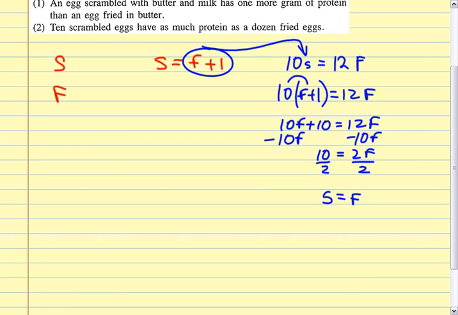5 what? What does that 5 stand for, Helen? 5 grams of protein. How many grams of protein are in a scrambled egg? 6. Right? F is 5 grams of protein, so scrambled must be 5 plus 1, 6 grams of protein. Easy. Done. Do you see why last night's problem, number 11, should have been in this night's homework? Am I getting close, Helen? All right, good job.